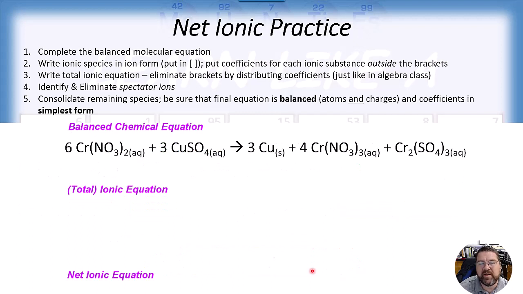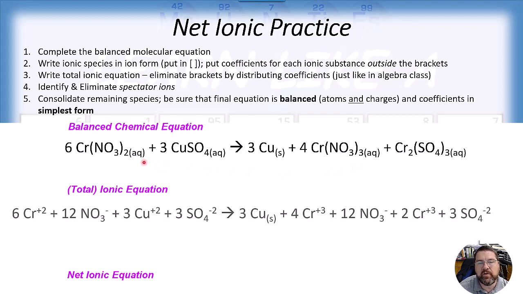All right, in our last example here in the practice, looking at chromium 2 nitrate and copper 2 sulfate reacting together, we can see we already have the balanced equation given to us. There's a few more formulas here, but it doesn't make anything more complicated. It just means that you've got more formulas to analyze. Are they dissociating or not?